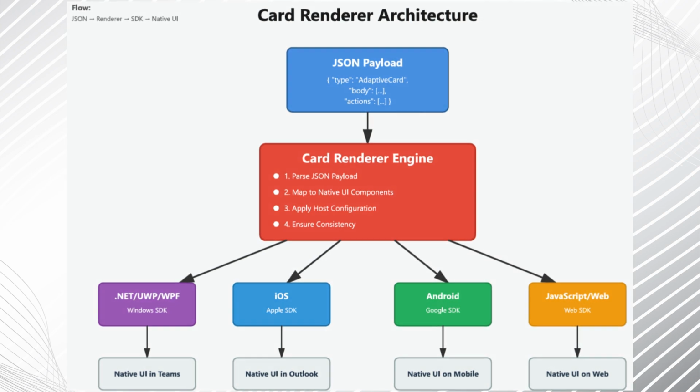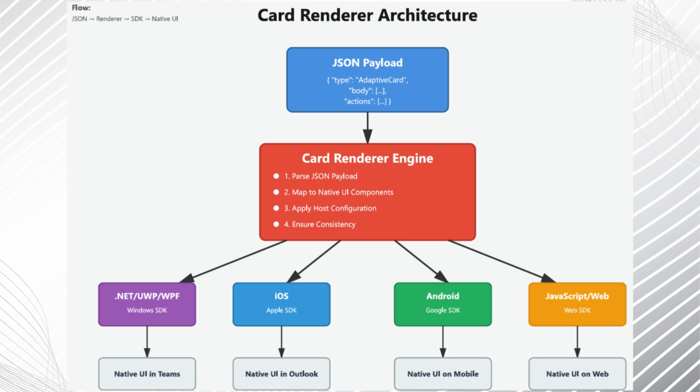The card renderer does 4 critical things. First, it parses the JSON payload, reading and understanding the data structure. Second, it maps those elements to native UI components. That means buttons become real buttons, images render as actual images, and input fields work like native inputs. Third, it applies host configuration. This is where the magic happens. The renderer pulls in the app's style rules, fonts, colors, spacing, so everything matches perfectly.